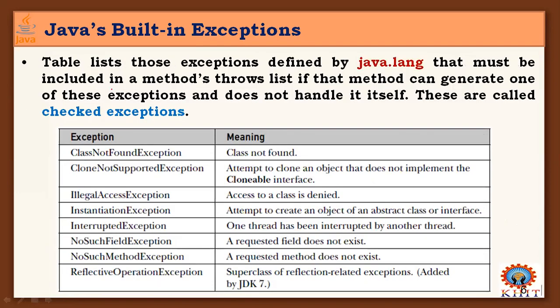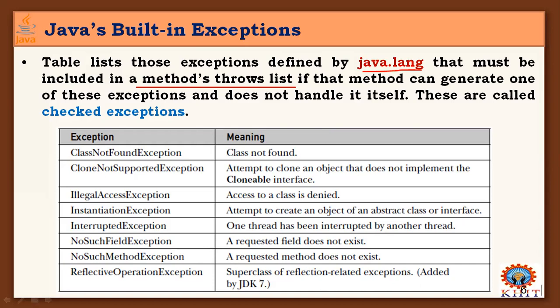Next one, coming to another list of exceptions defined by the java.lang package that must be included in a method's throws list. Why? Because when we are trying to access any method defined in a class, the method should tell us what type of exceptions it can generate when we invoke it. So that is called the method's throws list.